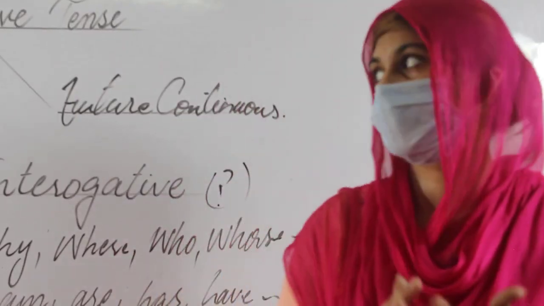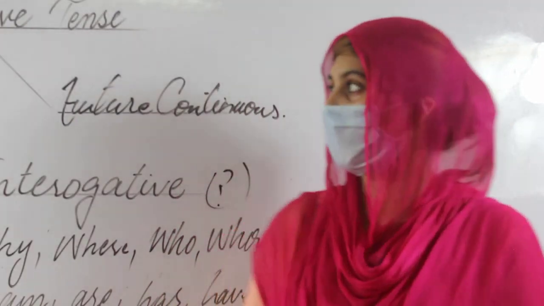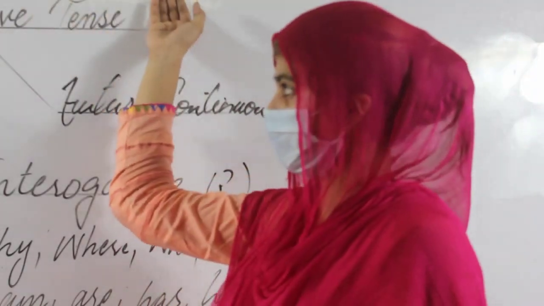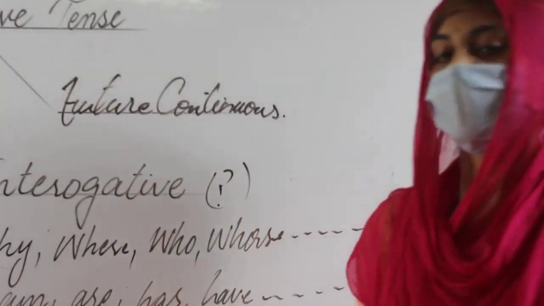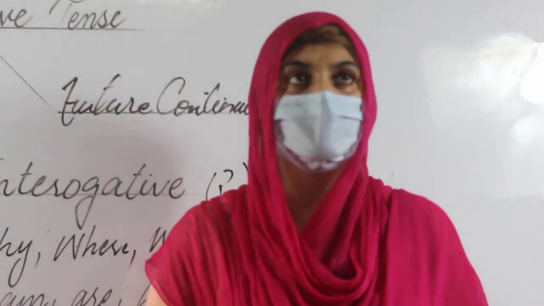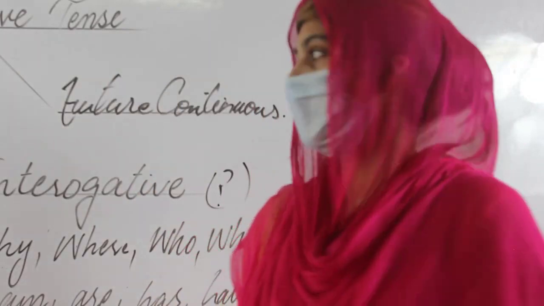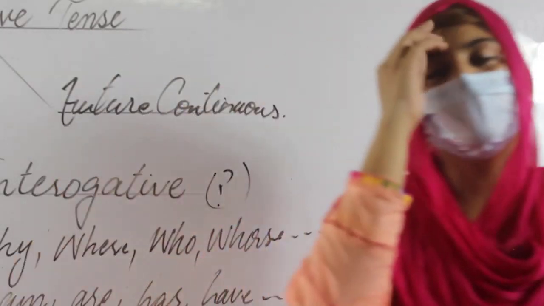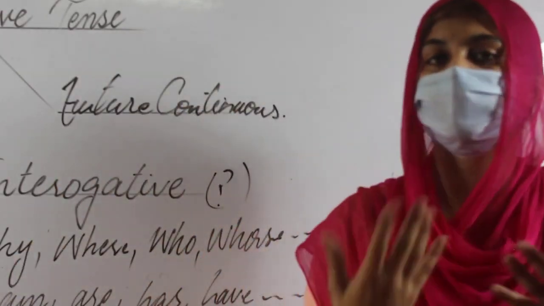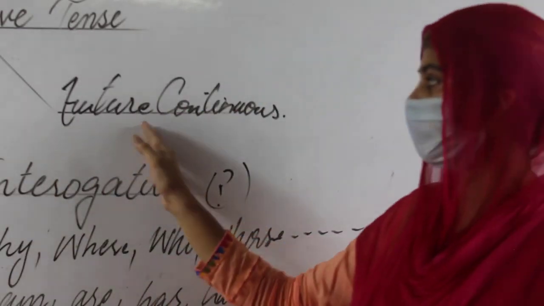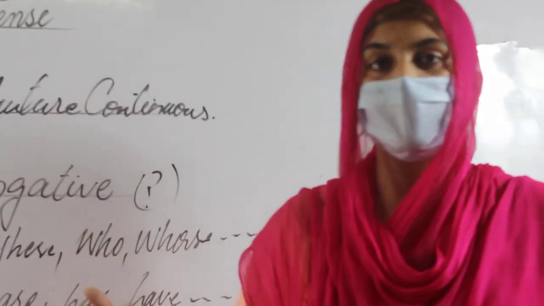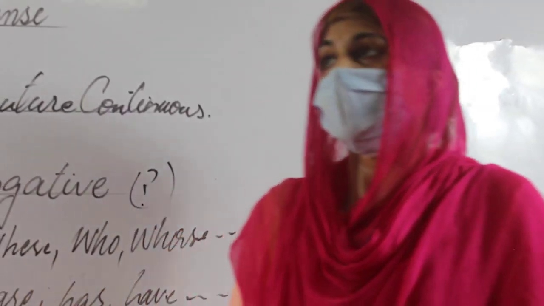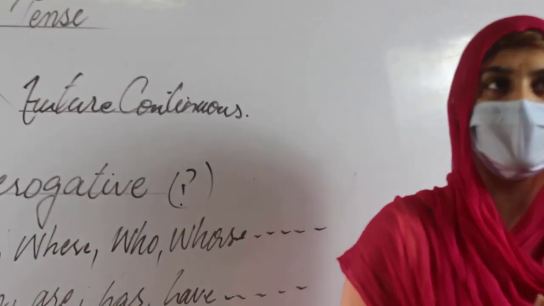Okay students, today we discussed the future continuous tense, which we can also call the progressive tense. If we compare the future continuous tense with the simple future, then for the simple future we have to use the helping verb ga, gi, ge. But the future continuous means that something is still going on, something is happening, but at an upcoming time. So these are the three categories of each tense.